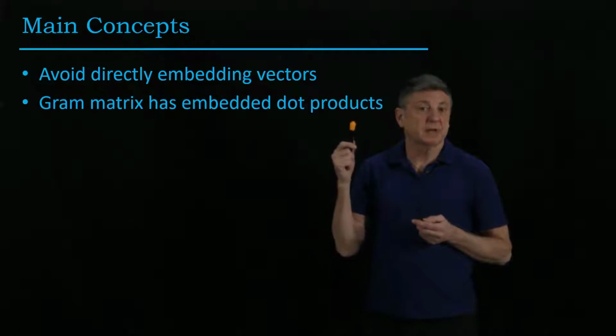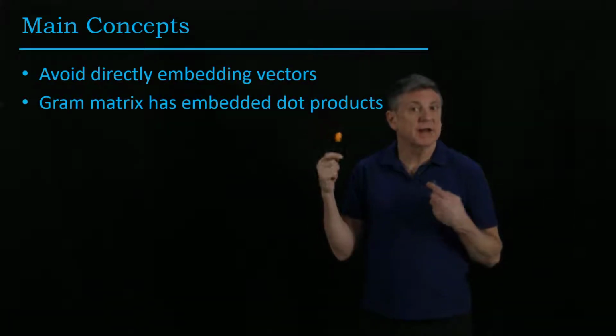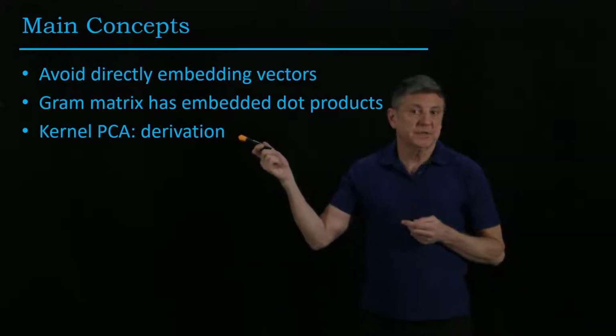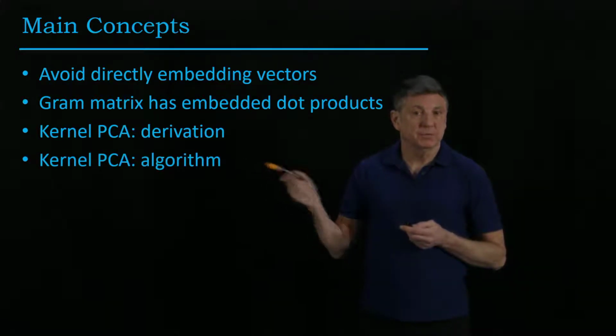This will let us calculate the dot products of the embeddings without actually doing the embedding. And we'll go through a derivation of kernel PCA, and then we'll go through the algorithm.